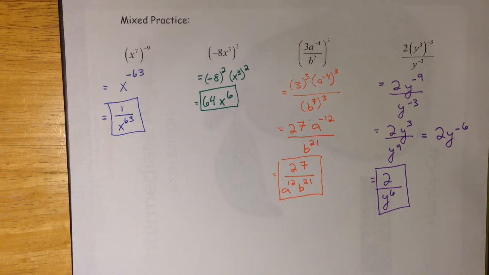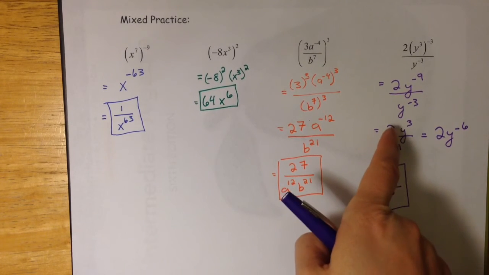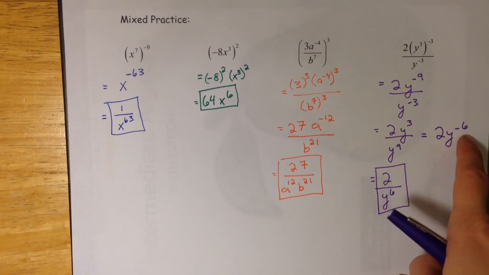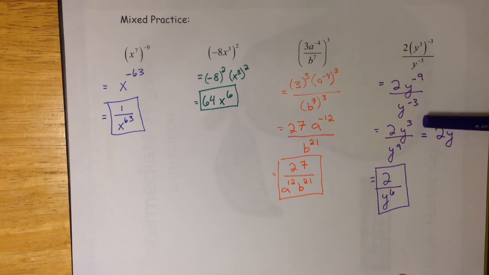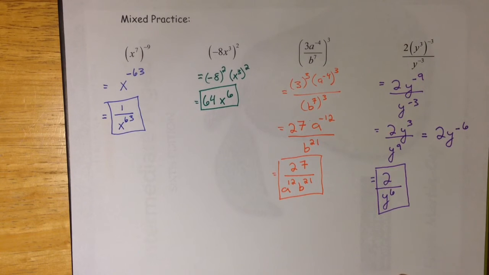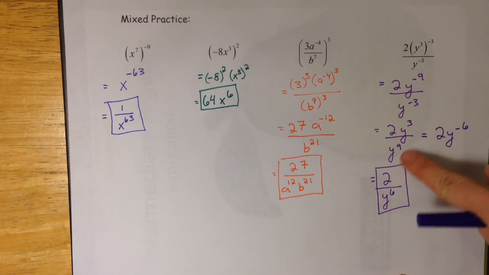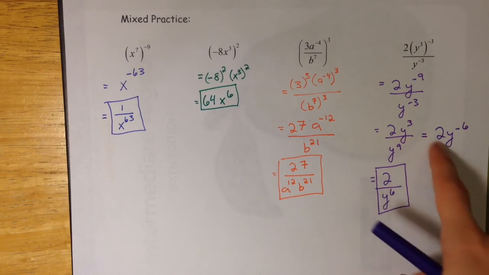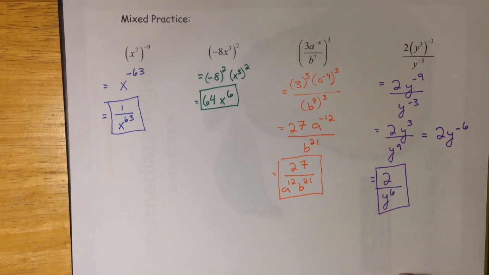Now this is a moment when there's at least 2 ways that you can think about this. I've showed you to think about the y cubed over y to the 9th as y to the negative 6th. I subtracted exponents. I did 3 minus 9 to get negative 6. However, it's also perfectly fine for you to think about this in terms of canceling. There are 3 y's on top and 9 y's on the bottom. When I cancel, I'll be left with 6 y's on the bottom. Do you see that either way we end up with 2 over y to the 6th?